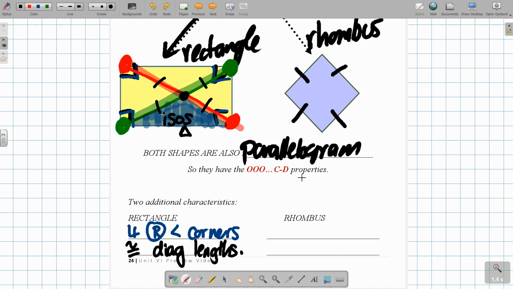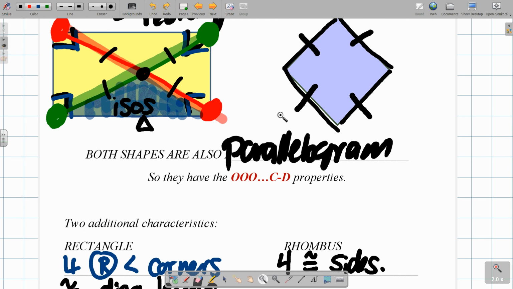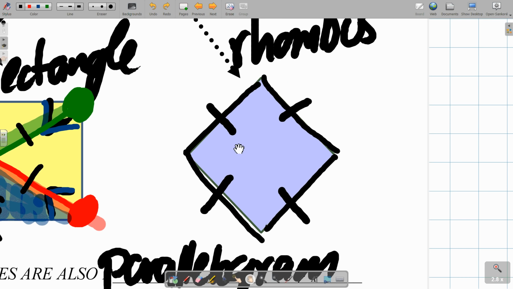Now, in a rhombus, rectangle, you have four right angle corners. In a rhombus, you have four congruent side lengths. But now the diagonals themselves have two very important qualities. Let's zoom in here. I'd like you to draw in the diagonals of a rhombus. Now physically retrace those. You probably can feel it. Can you feel that those diagonals are perpendicular to each other? So you have a right angle in the middle there.